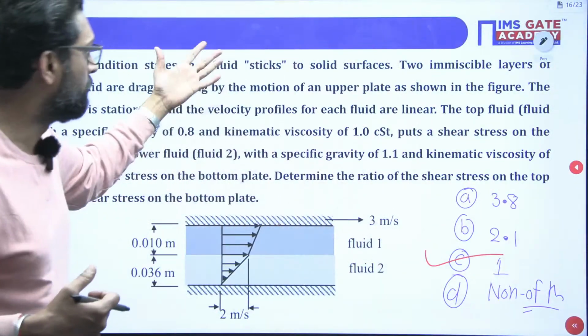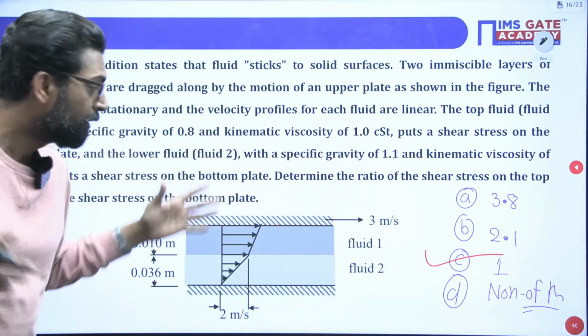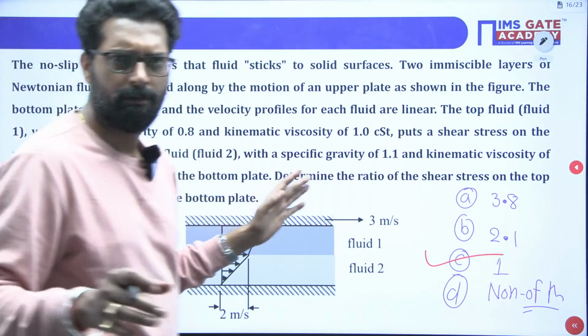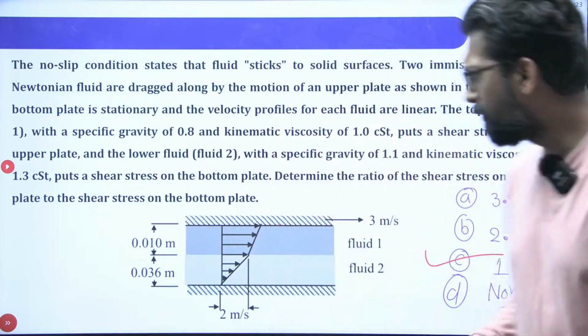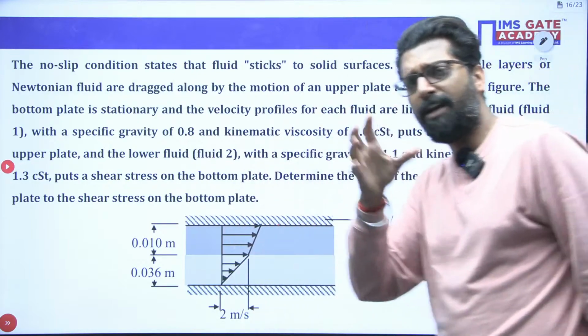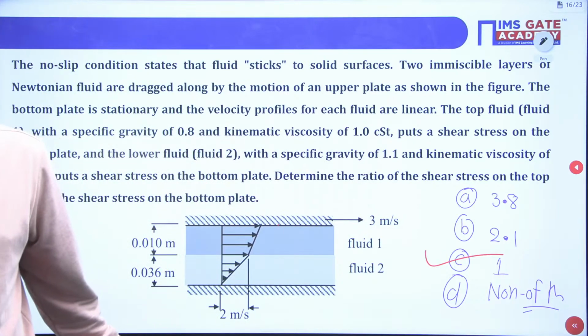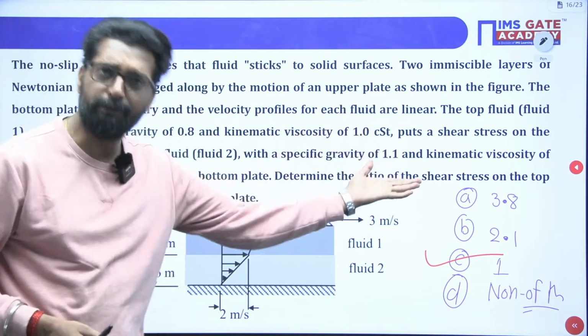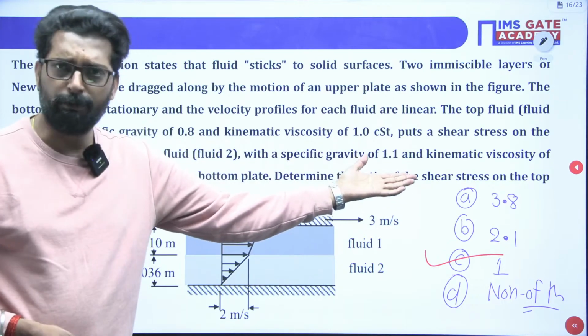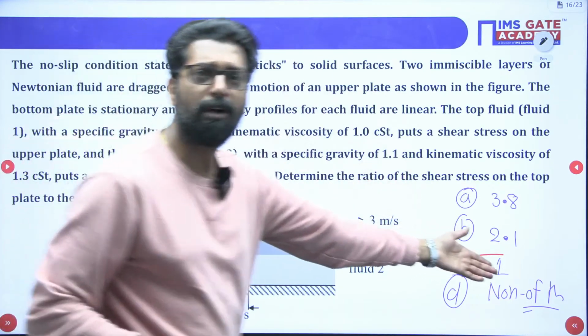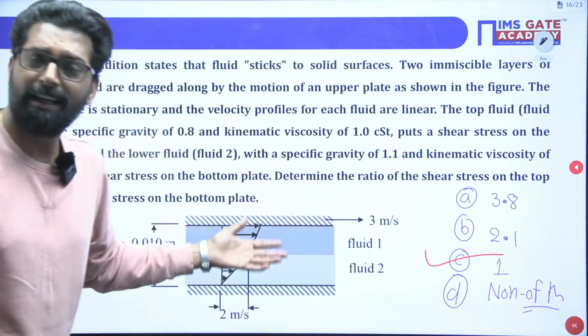They say, sir, this is a very good question, and no, this is a very faltu question. Why faltu? Because once you understand the concept of the stress boundary condition, it is very easy to handle this problem. Without any calculation, you can prove it also. Without any calculation, you can take 1. Why? Because the shear stress is constant.